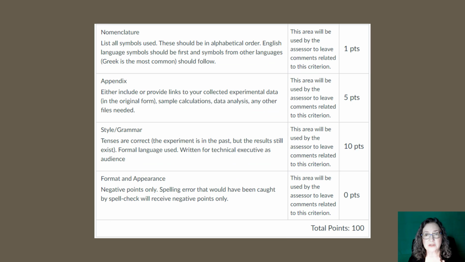The nomenclature section, this is something you probably haven't done before, okay? You're going to list every symbol used with what its meaning is and possibly the units associated with that. They're going to go in alphabetical order, English alphabet first, and then other languages go below that. So usually Greek is the other language that we use. But again, alphabetical order, this needs to be complete. If you used a symbol in your report, it needs to be in the nomenclature section.